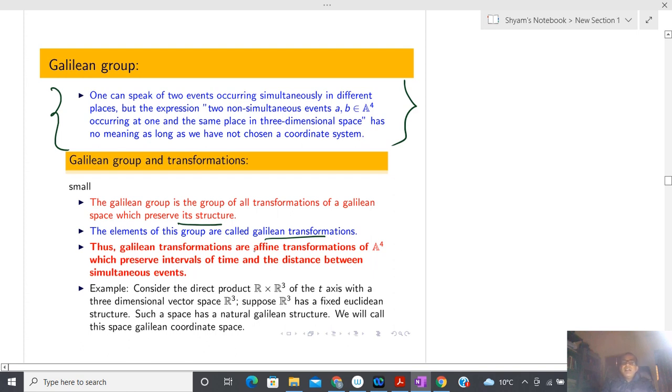Okay, so the Galilean transformations are affine transformations of A4 which preserve the interval of time and the distance between simultaneous events. Okay, that kind of thing we have to make sure of: I am only going to talk about those transformations which preserve the interval of time and the distance between simultaneous events, meaning some invariance is required. Okay, and if you consider some kind of direct product space where everything is a real number, then obviously the origin is fixed, so this space has a Galilean kind of structure. Okay, so let us try to see some Galilean transformations.